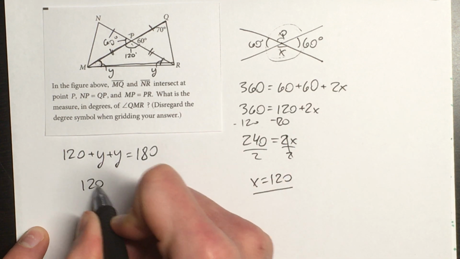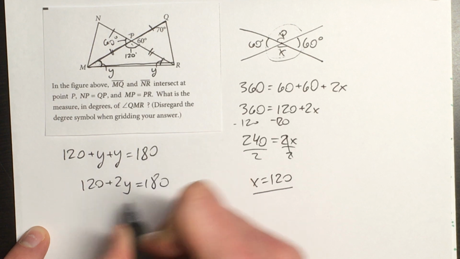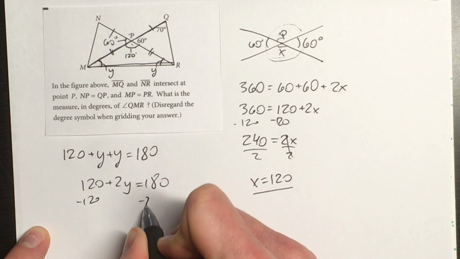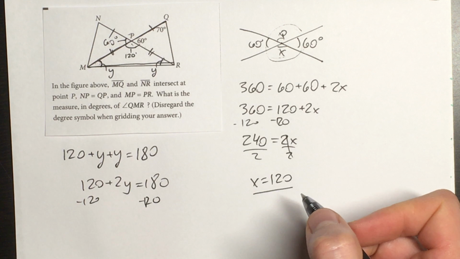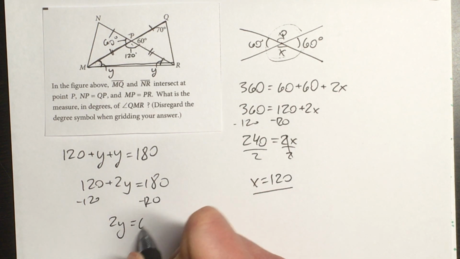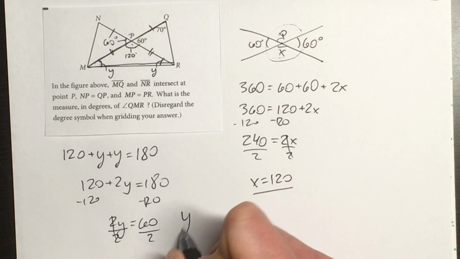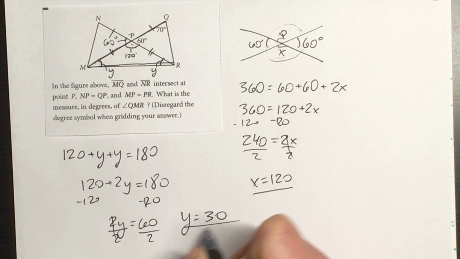So from here, I can just go ahead and solve for y by combining like terms: 2y equals 180 minus 120, minus 120. That's pretty ugly, but it's fine. 2y is equal to 60. And finally, to solve for y, we can divide both sides by 2 so that y is equal to 30. And that's your answer.